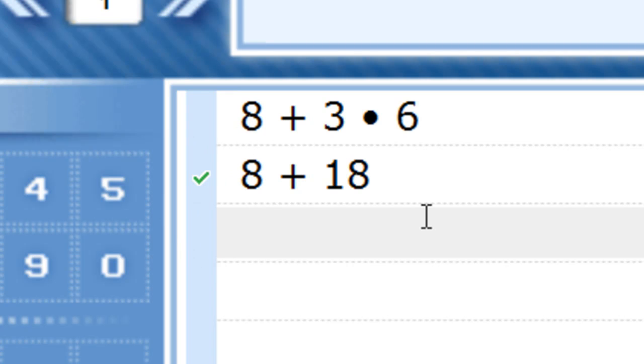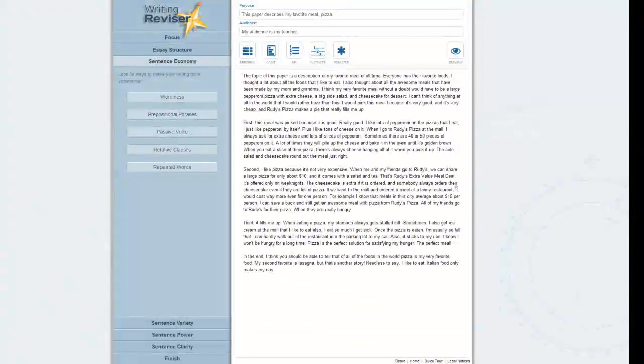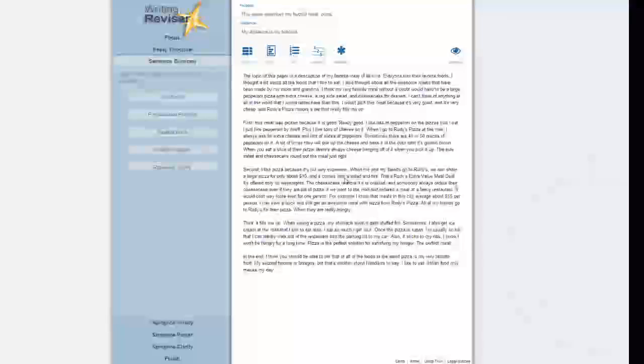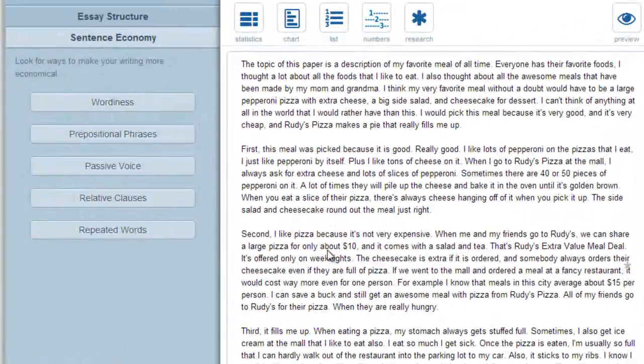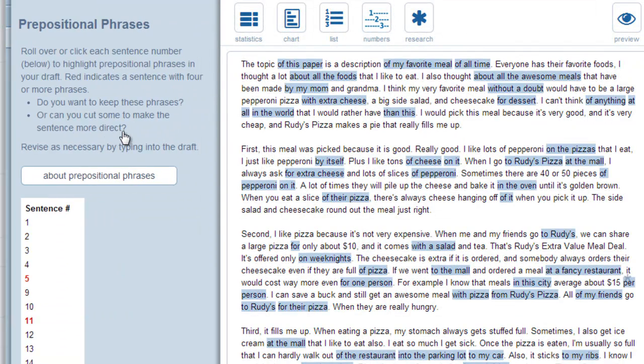Let's take a look at writing. Here I have a writing sample that I'm working on. I have not turned it into my teacher yet. I'm still revising it, and my teacher told me to watch out for my prepositional phrases, so let's look at those. It can read and understand my writing and find all of my prepositional phrases for me, and let me just decide whether this is right or wrong.